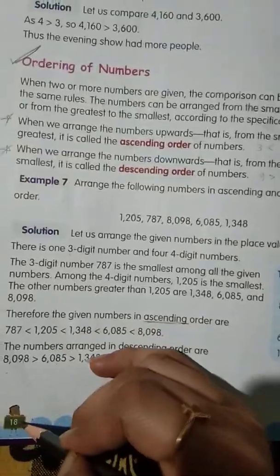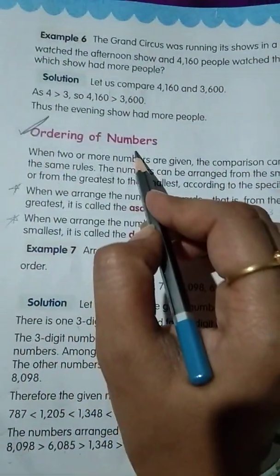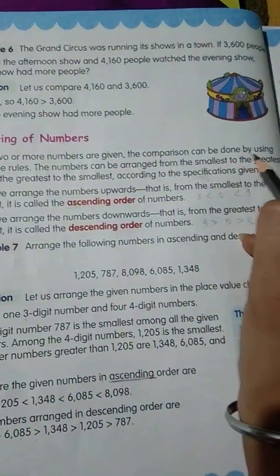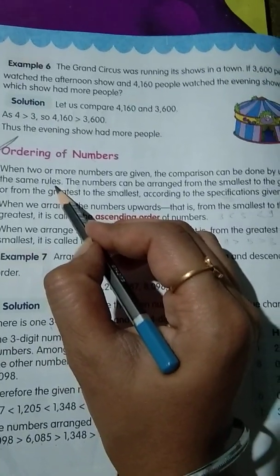Students, look here, page number 18. Okay, and the topic is ordering of numbers. So when two or more numbers are given, the comparison can be done by using the same rules. What type of rules?